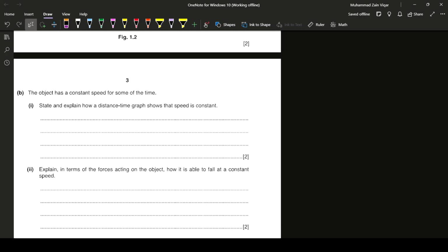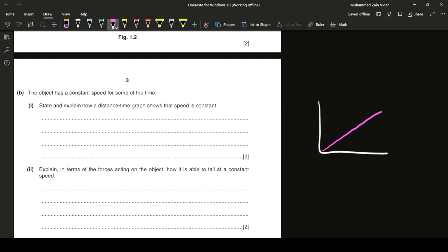How do we show that? Simple. For a distance time graph to show constant speed, it should be a straight line that passes through the origin. So a straight, non-horizontal line that passes through the origin. This type of line shows speed that is constant.